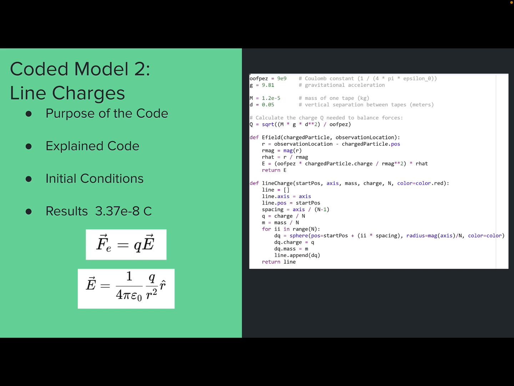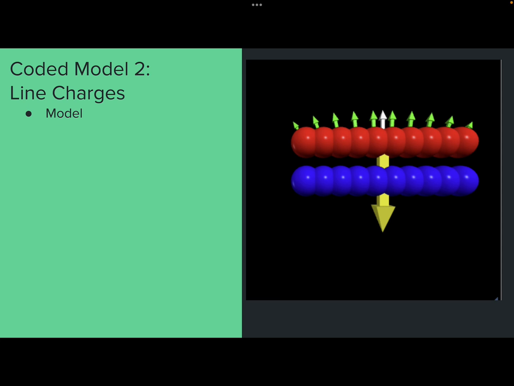And first, we found Q. We have the initial conditions, the initialized code, and then we have the charge we found, and then we have the electric field, and then we have the line of charges. And that's the result we got with this code. Here's our model for this. As you can see, it worked, and we did not have any errors with this model.